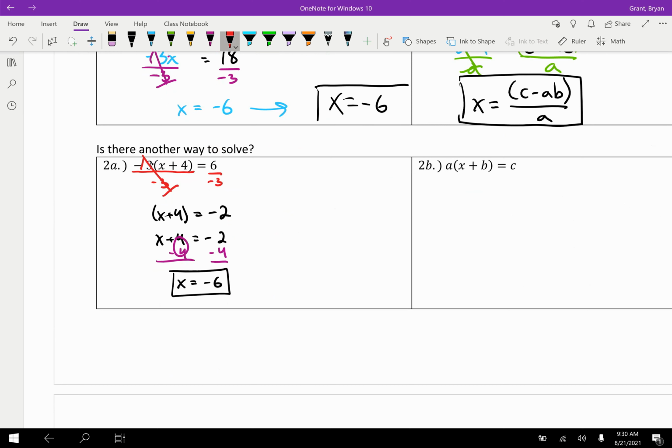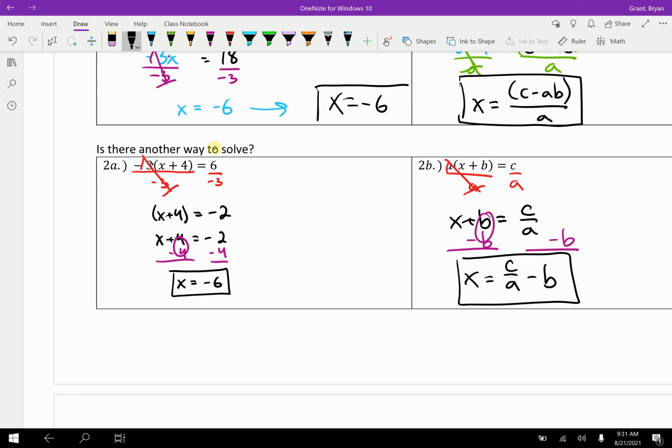On 2b, if we wanted to follow the same process, our first step is to divide by a. That leaves us with x plus b. We don't need the parentheses anymore. How do we write c divided by a? Oh, right, this is the easier literal equation. We just leave it as c divided by a. And last but not least, let's go ahead and subtract b from each side. b is certainly not a like term with the term c divided by a, so we just write them directly next to each other. And we're done.